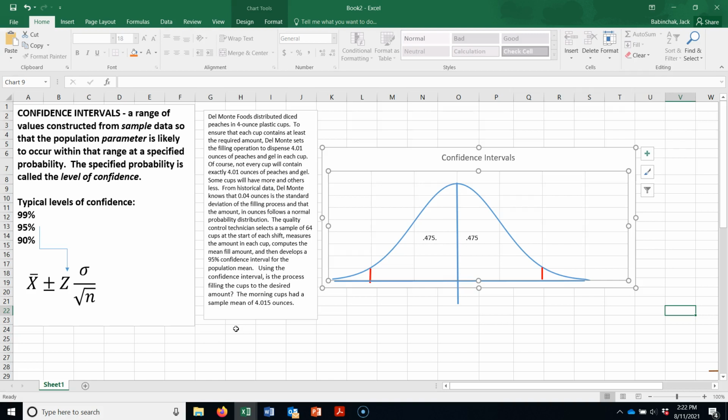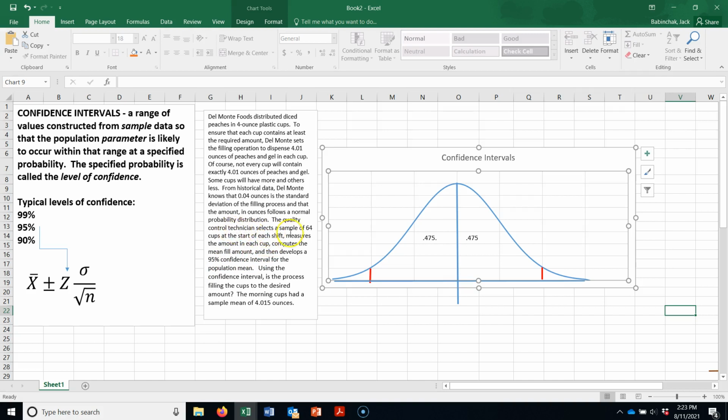From historical data, Del Monte knows that 0.04 ounces is the standard deviation of the filling process, and that the amount follows a normal probability distribution. It tells us a lot of information. We have historical data. We have the population standard deviation represented here, 0.04. So we know we're going to use this formula. And it's normally distributed. So great. We could use our Z, and that just confirms what we could do.